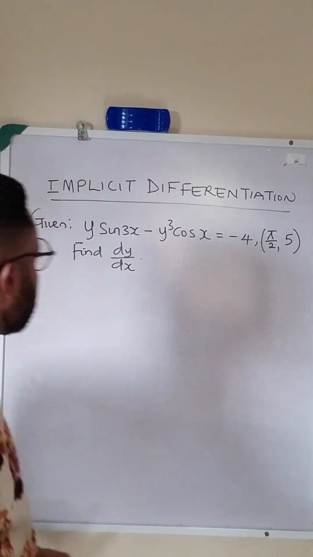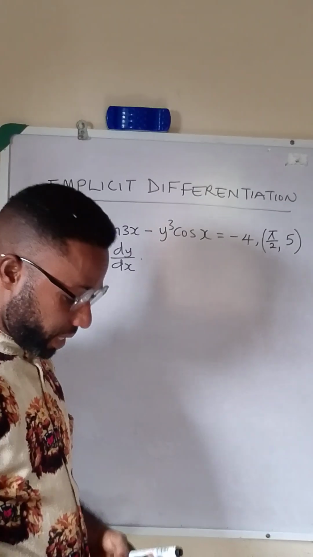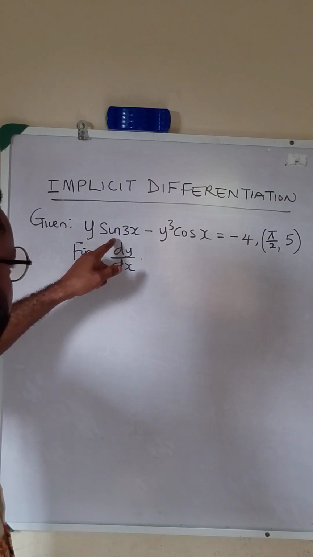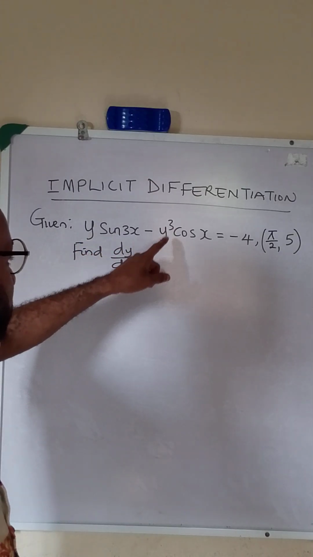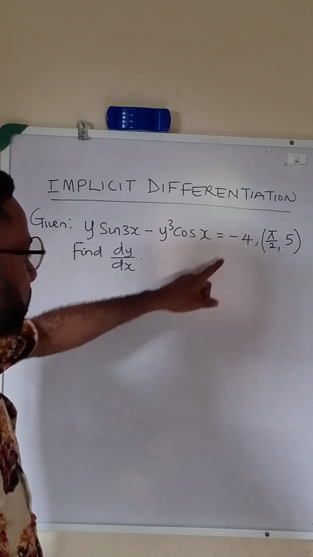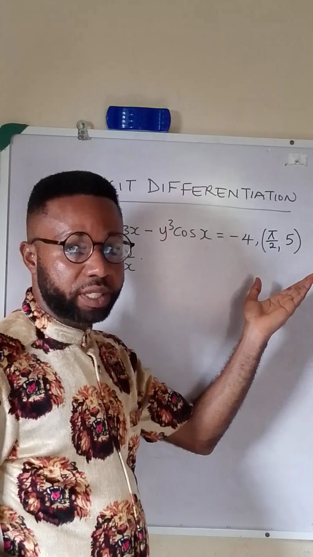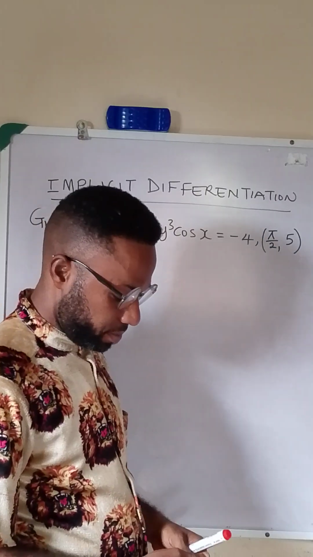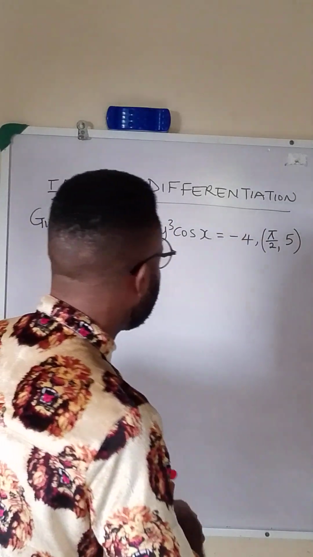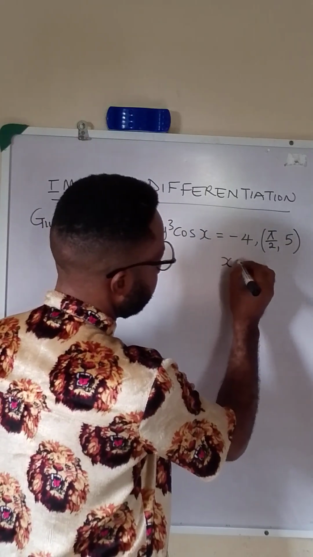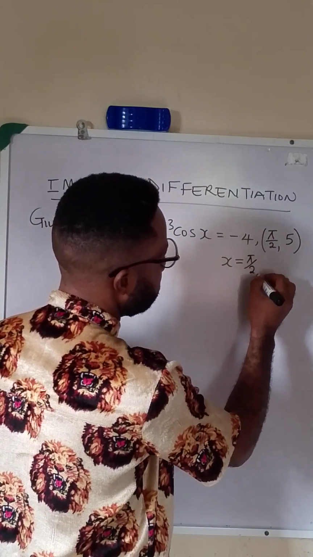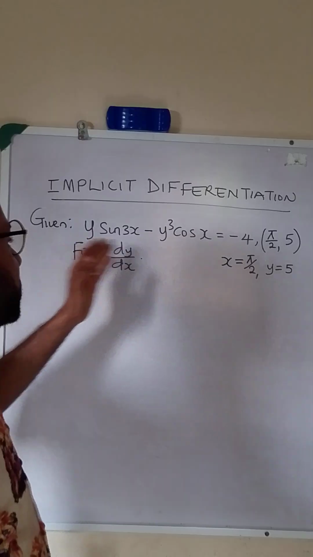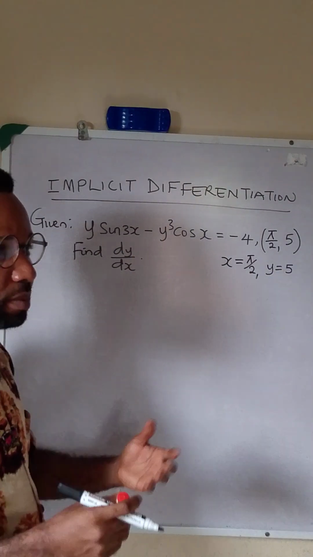Hello viewers, we are going to consider implicit differentiation, and under implicit differentiation we are going to consider this problem. Given y sine 3x minus y cubed cos x equal to minus 4, and we've been given an initial condition of pi over 2 comma 5. What this initial condition implies is that x is equal to pi over 2 and y is equal to 5. Because we cannot differentiate this directly, we differentiate it implicitly.